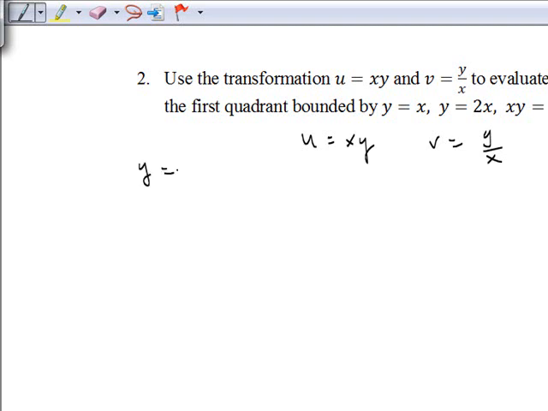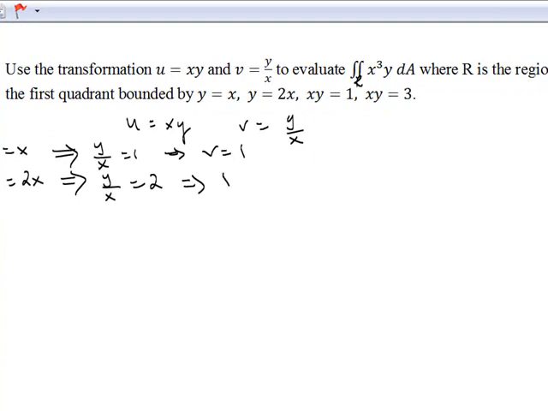So what does y equals x become? Look at it closely. Which of the transformations are we going to use? v equals y over x, right? So if y equals x, what is v? 1. So this implies that y over x is 1, so v equals 1. What about y equals 2x? What is v here? 2. So y over x is 2, so v equals 2. Alright? So the v's are taken care of.